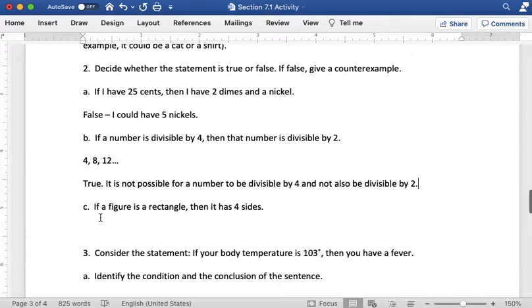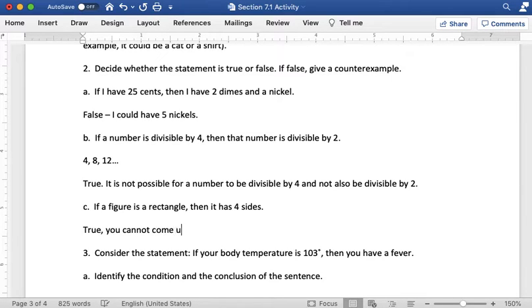And then question C, if a figure is a rectangle, then it has 4 sides. Is it possible to have something that's a rectangle that does not have 4 sides? No, all rectangles have 4 sides. That's part of the definition of a rectangle. So this is true.